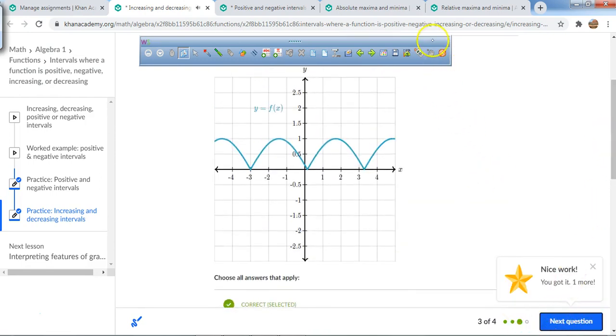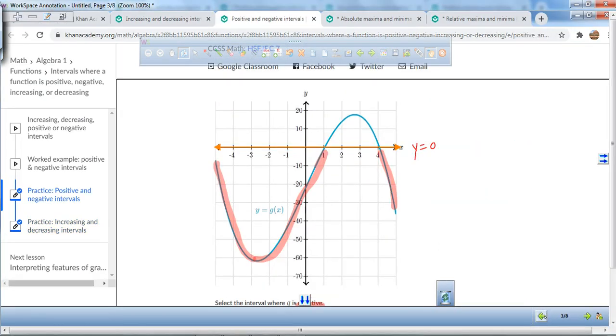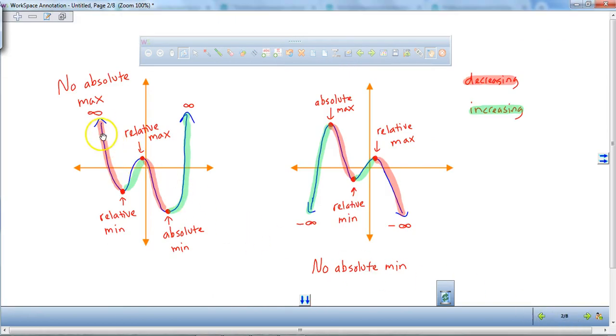So let's do a quick little review. Let's go back. What is increasing? What is decreasing? Decreasing is when it goes down from left to right. Increasing is when it goes up from left to right. Relative maximum versus absolute maximum, all that stuff you need to know.